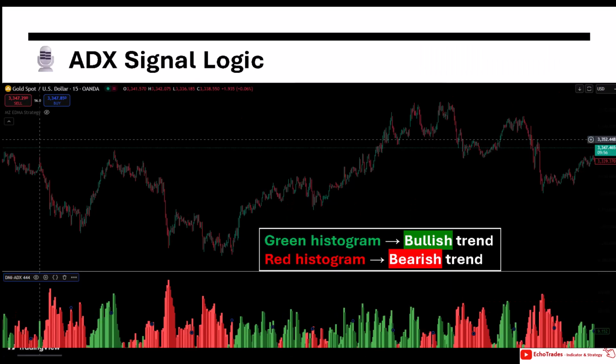It's simple. Green bars on the histogram mean strong bullish momentum is building. Good sign for considering a buy. Green histogram, think buy. Red bars signal strong bearish momentum. Time to consider a sell. Red histogram, think sell. Okay, this is starting to click. We have the EDMA cross for direction and the DMI-ADX histogram bars for momentum confirmation.